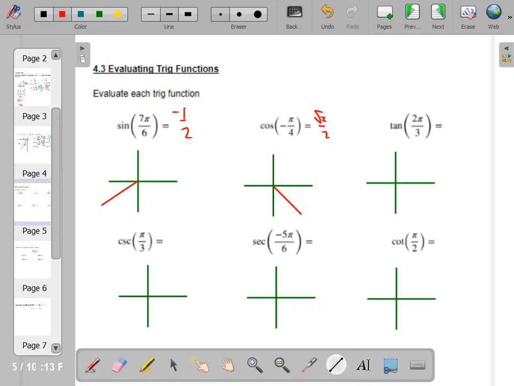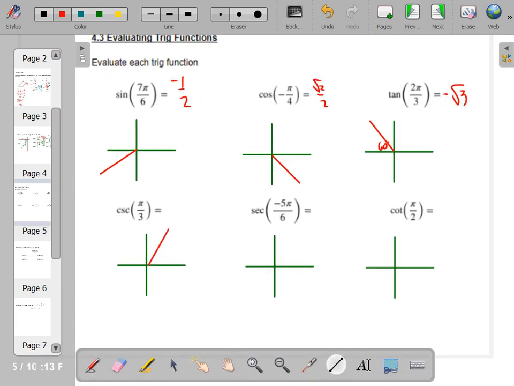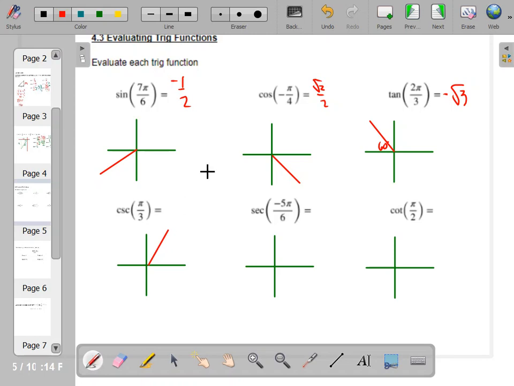2 pi over 3 puts us here. And just remember that for a 60-degree reference angle, tangent is always radical 3. And since we're in the second quadrant, it is negative because y over x is negative. Pi over 3 is right here. Cosecant is the reciprocal of sine. So if sine is radical 3 over 2, we need to flip that. So 2 over radical 3 needs to be rationalized. That's 2 radical 3 over 3.